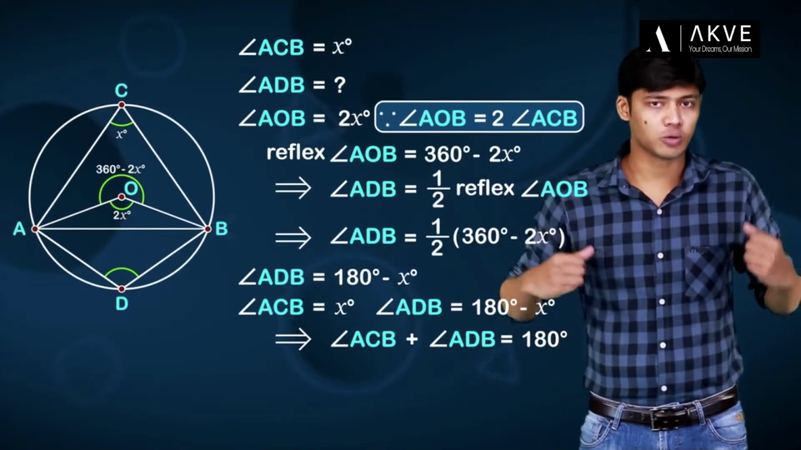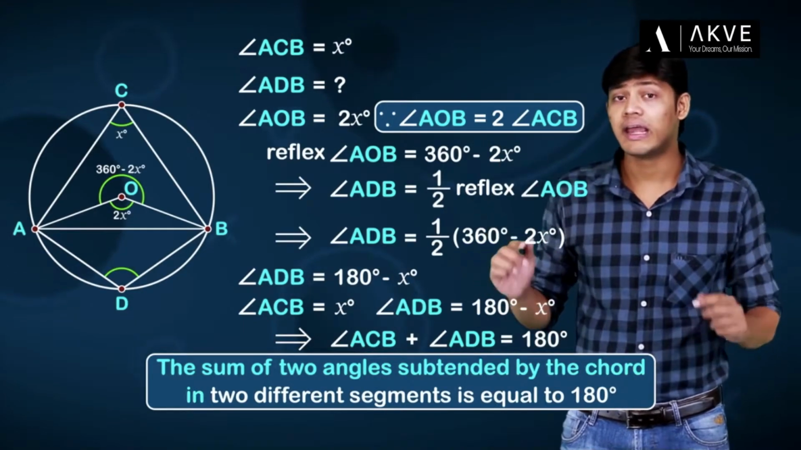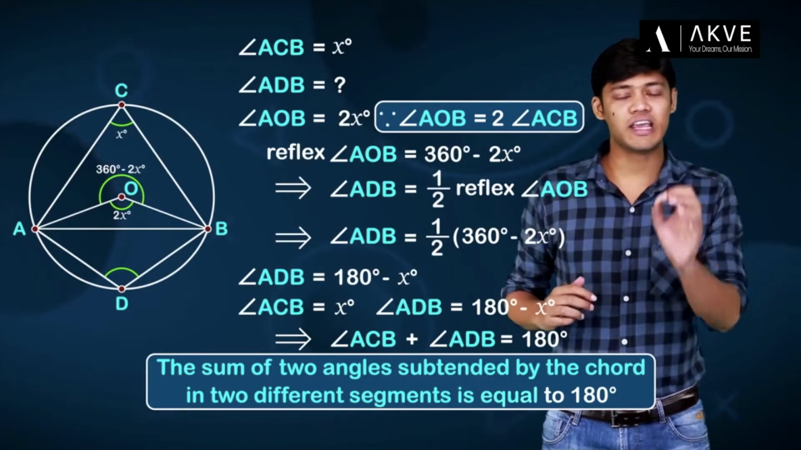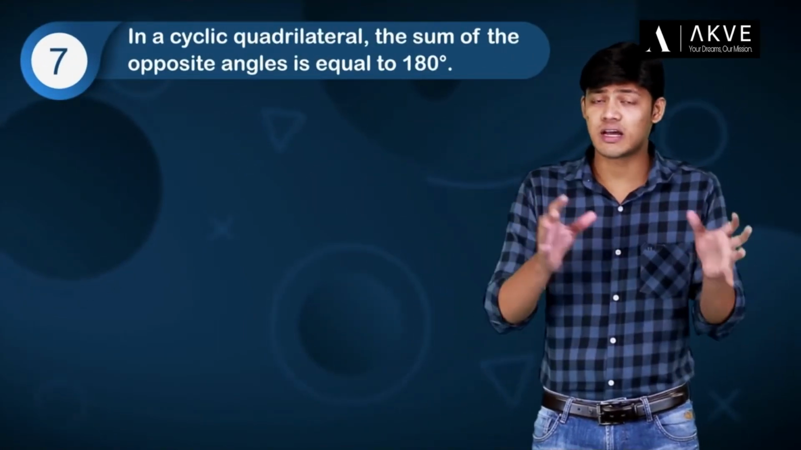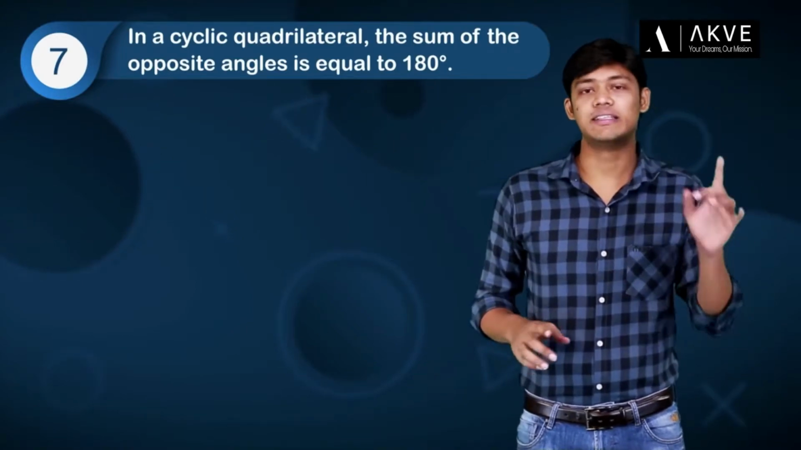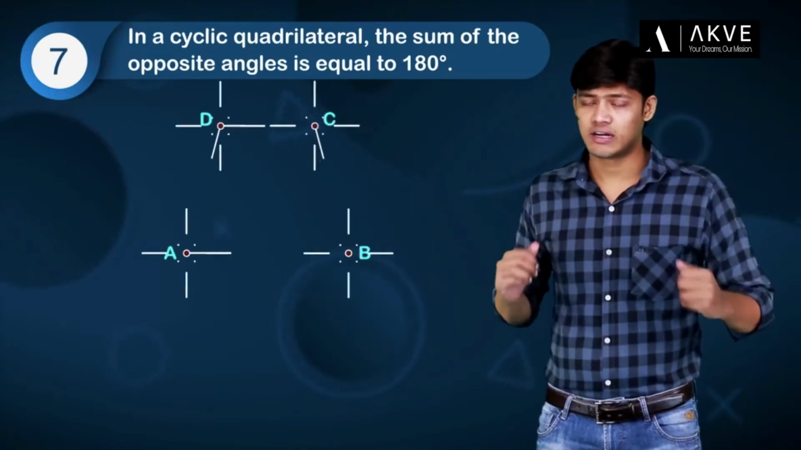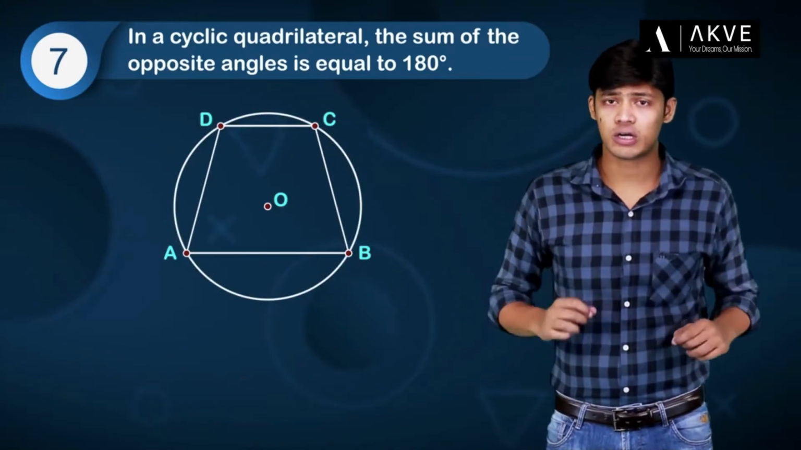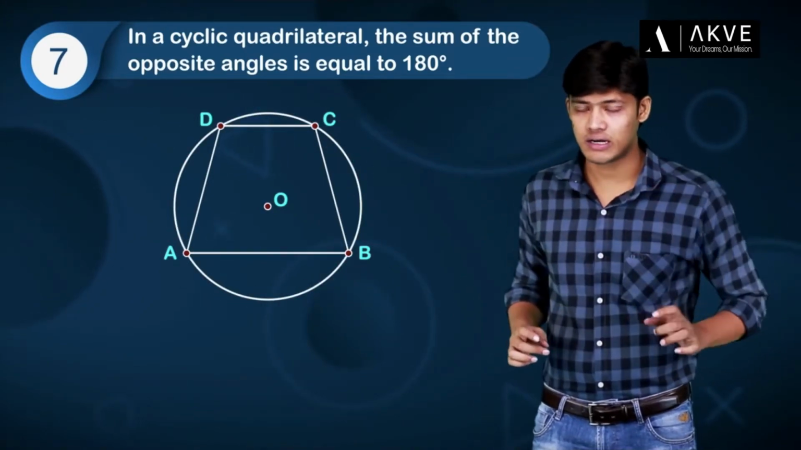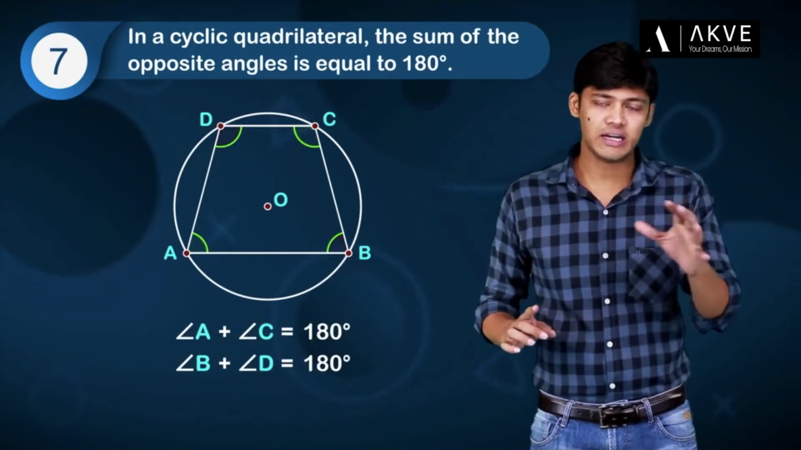Therefore, we can conclude that the sum of the two angles subtended by the chord in two different segments is equal to 180 degrees. Finally, the last theorem was, in a cyclic quadrilateral, the sum of opposite angles is equal to 180 degrees. That is, if there is a quadrilateral such that through all of its vertices a circle can be drawn, then in that quadrilateral the sum of the opposite angles will be equal to 180 degrees.